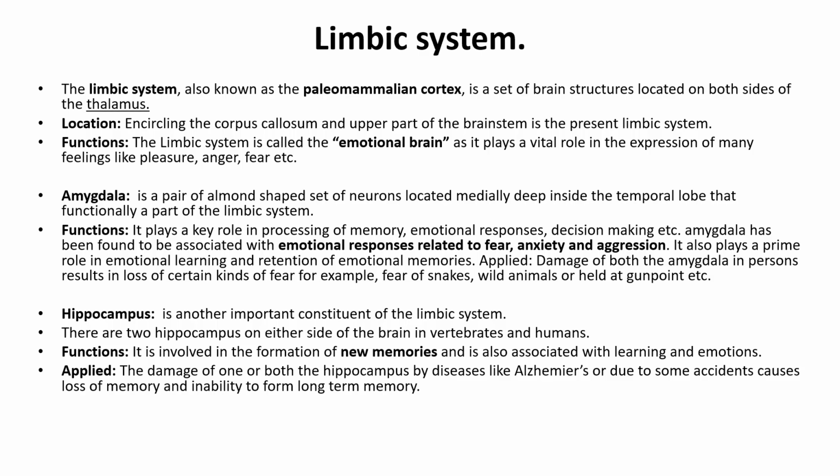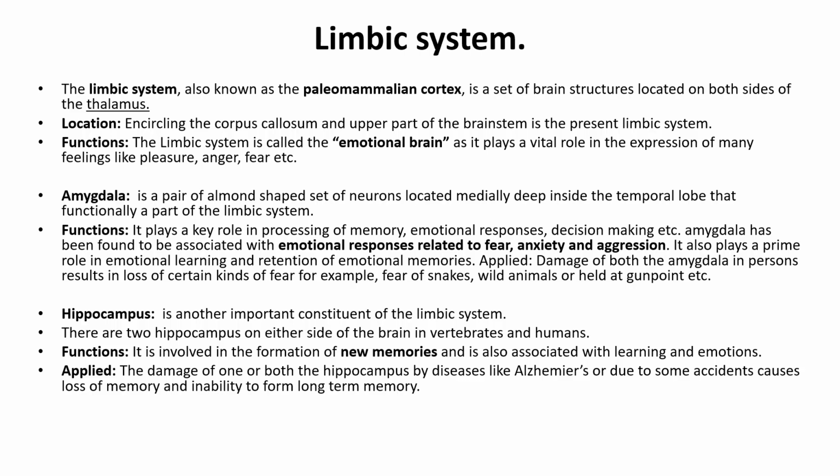Limbic system: it is also called the paleo-mammalian cortex, and it is a set of brain structures located on both sides of the thalamus. It surrounds the corpus callosum, and the upper part of the brainstem is present in the limbic system. Functions: it is also called the emotional brain. It plays a vital role in the expression of many feelings like pleasure, anger, fear.